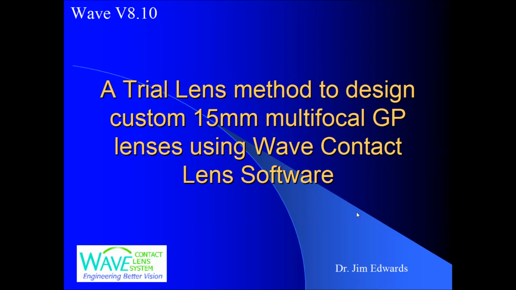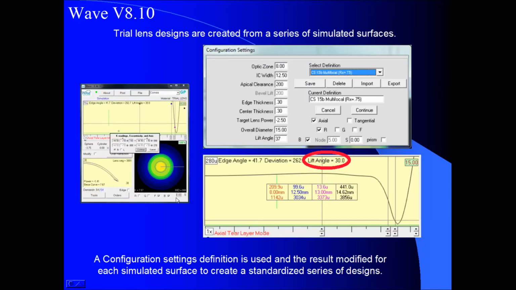I'd like to discuss a trial lens method for designing custom 15mm multifocal GP lenses using the Wave contact lens software. To create a trial lens set, I used a simulated surface. I would specify a K reading and a shape factor of plus 0.5, keeping the simulated surface spherical. Then I would select from custom configuration a definition. I call it CS15B multifocal, and the reason is it's 15 millimeters in size.